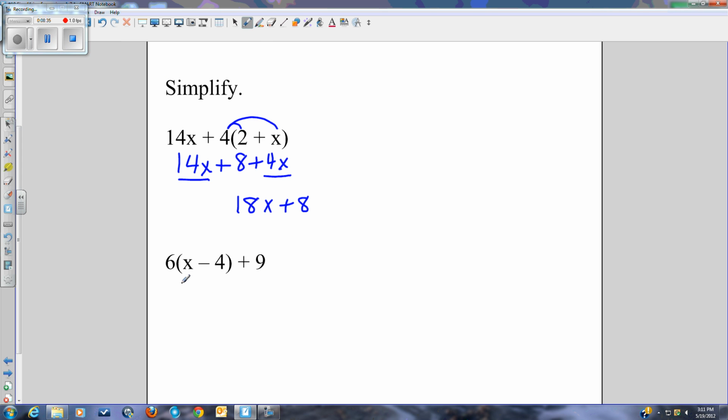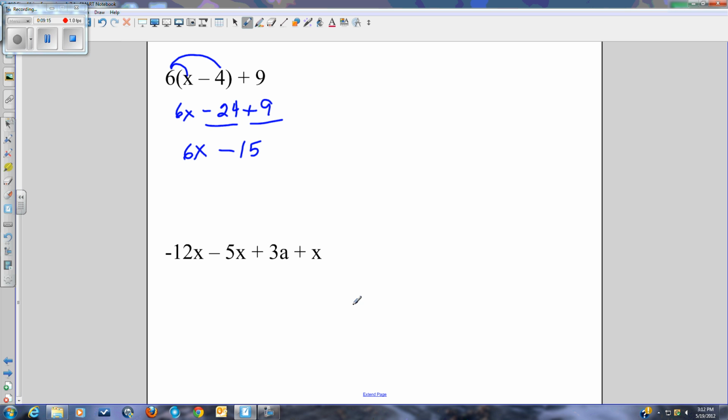Let's continue with the next one. We want to get rid of the parentheses, so we're going to distribute 6 times x and 6 times negative 4. Think of it as a negative 4. Negative 4 minus 4, same idea. 6 times x is 6x. 6 times negative 4 is negative 24. So it is going to be a minus 24 because it's negative. Then we'll add 9. The like terms we have are these constants, these plain old numbers here. Negative 24 plus 9. So if you take negative 24 plus 9, we get negative 15. So we end up with 6x minus 15, and those can't be combined anymore.